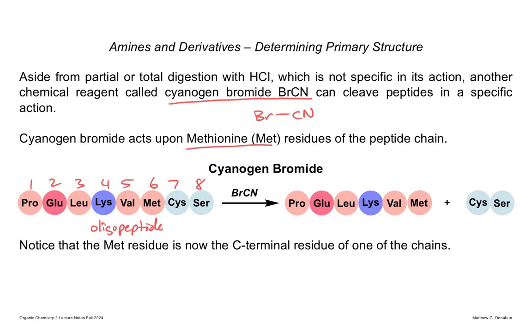So as we're reading this, from left to right, proline, glutamic acid, leucine, lysine, valine, methionine. So at 6, boom, we hit it, and then it's cleaved right there. So now the methionine is the C residue. And you have 2 fragments.